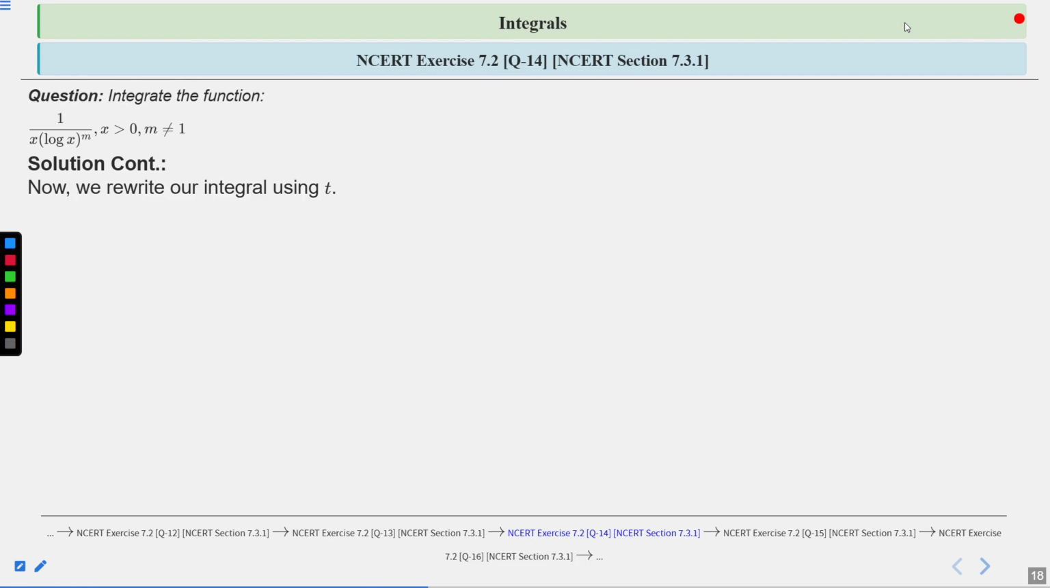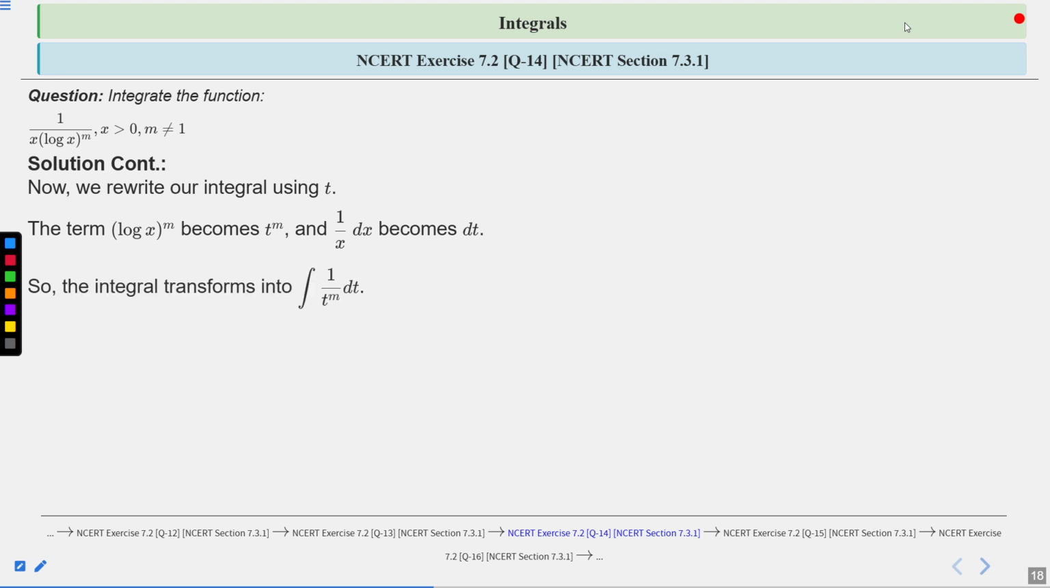Now we can rewrite our integral using t. So the term log x to the power m becomes t to the power m, and 1 by x dx becomes dt. So the integral transforms into integration of 1 by t to the power m dt.